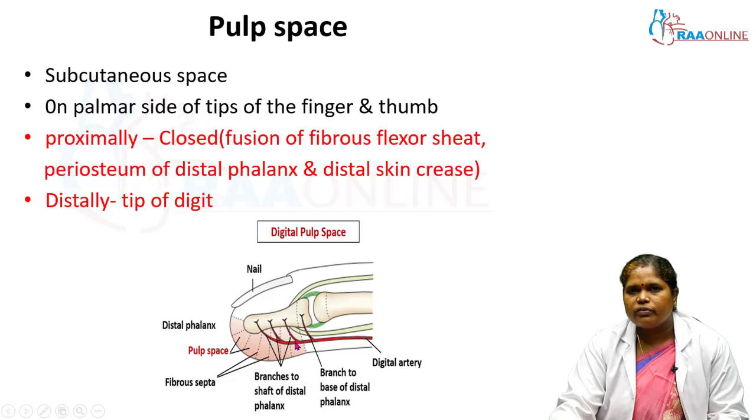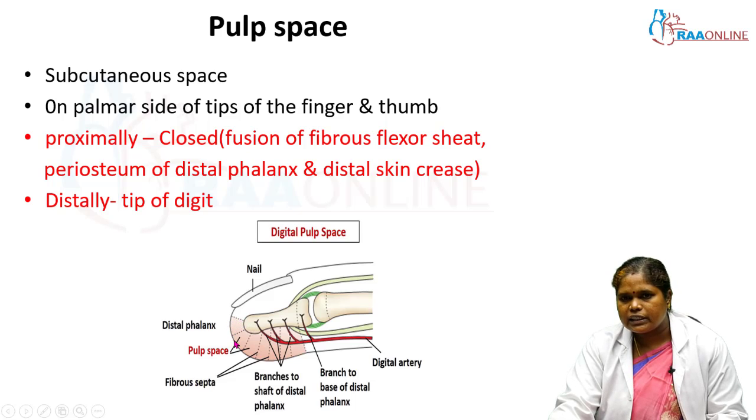What is the extent of this pulp space? See, this is proximal extent and this is distal extent. Distally we have just the tip of the finger. Okay, and distally it is closed.